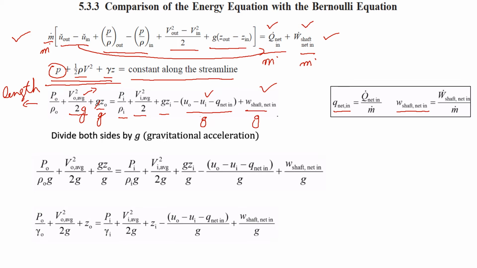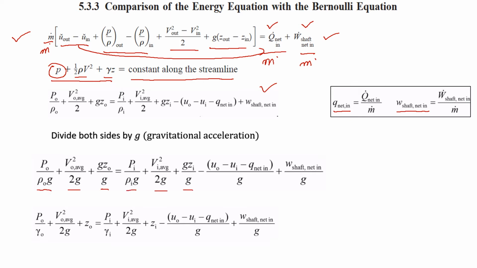So this is what we get when we divide our equation by gravitational acceleration, so that we can get the units of each of these terms in terms of length. So all of these terms have units now in length. So this is what we are going to get.